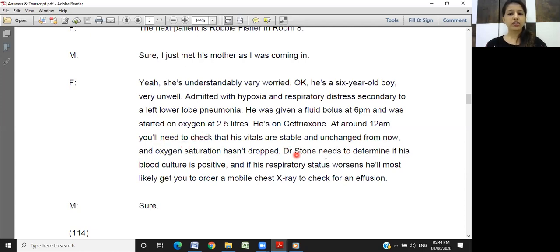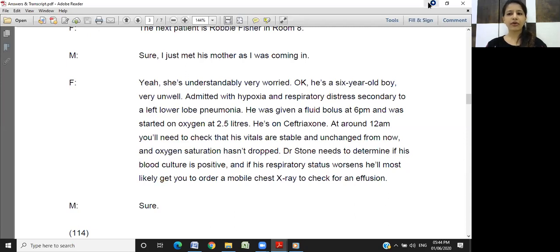Okay. Dr. Stone needs to determine if the blood culture is positive. So that is not something the colleague has to check. It is Dr. Stone who is going to do. And if the status worsens, he will most likely get you. He will most likely, that is not must, be sure to do. Right? This is how they usually trick you.